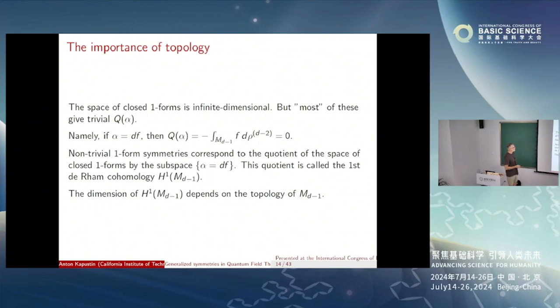Now, you say, wait a second, the space of closed 1-forms is infinite dimensional. So do we have an infinite number of parameters then? Well, actually, most of these give trivial charge. Namely, if alpha is d of some function, as in the case p equals 1, then the charge corresponding to such alpha is actually 0. Such alpha is called exact. Why is it 0? Because we have this extra conservation equation: the charge density is a closed 2-form. So non-trivial 1-form symmetries correspond to the quotient of the space of closed 1-forms by the space of exact 1-forms, and this quotient is called the first de Rham cohomology of the space. The dimension of this space depends on the topology of the manifold, but typically it's finite dimensional. So the space of parameters is actually finite dimensional, just like for ordinary 0-form symmetry.